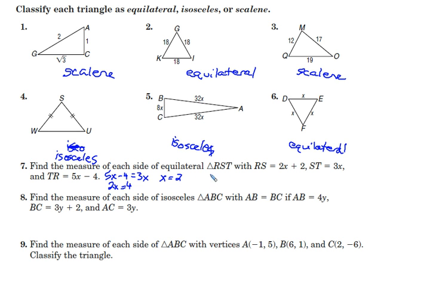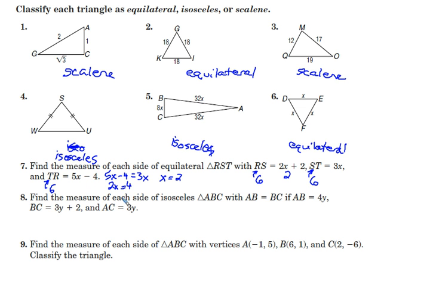Now what I need to do is plug 2 back into all of these to get values for them. Here, if I put a 2 in, I get 2 times 2 is 4. 4 plus 2 is 6. So RS is 6. I know that this triangle is equilateral, so that means ST is also 6. And then TR is also 6 without doing any work. But if you plug in the 2 for x, you'll find that to be true.